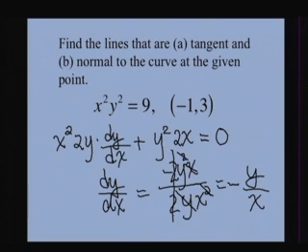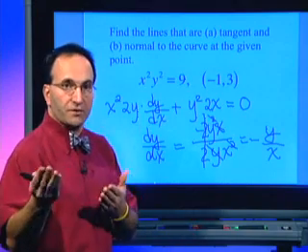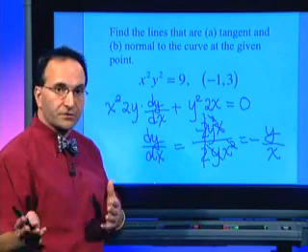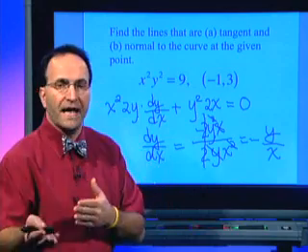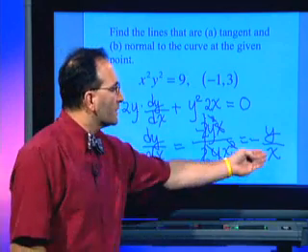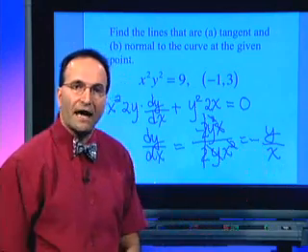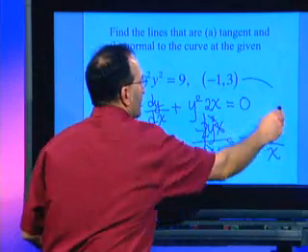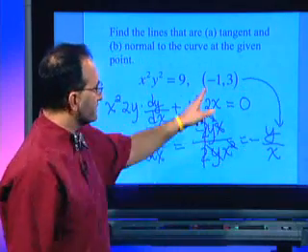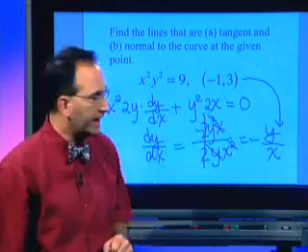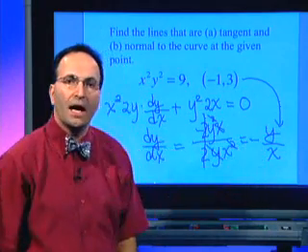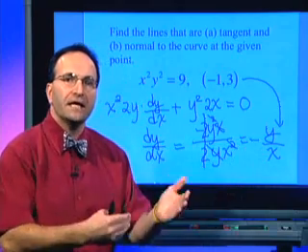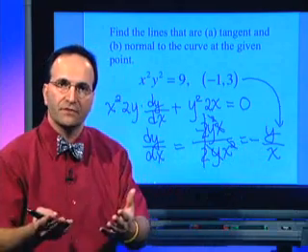Well, what we need to do now is, this is, of course, the slope, right? dy/dx, the first derivative, is our slope, and we're trying to find both the tangent and the normal. So in order to find the actual numerical value of slope, we have to plug in the point negative 1, 3. So when we do that, 3 on the top, the negative 1 on the bottom, so we have negative 3 over negative 1, which is a positive 3.